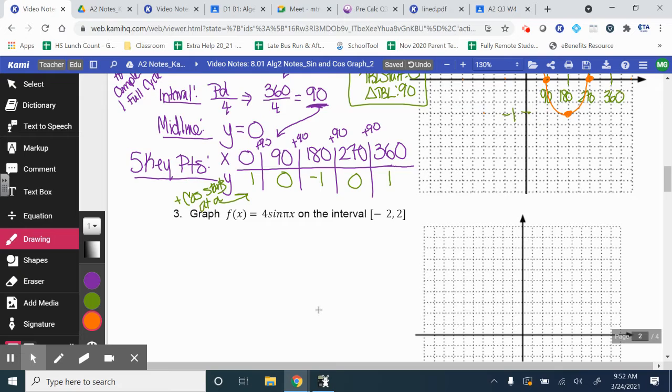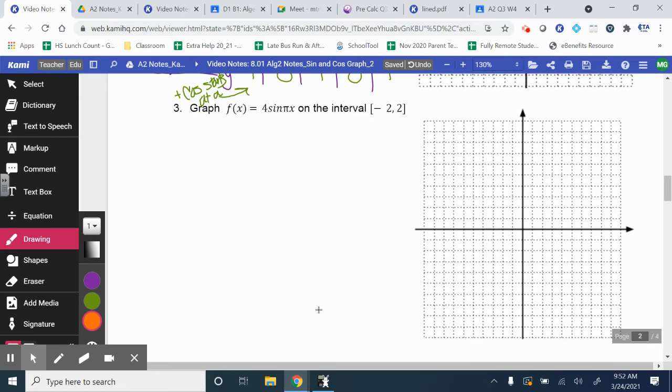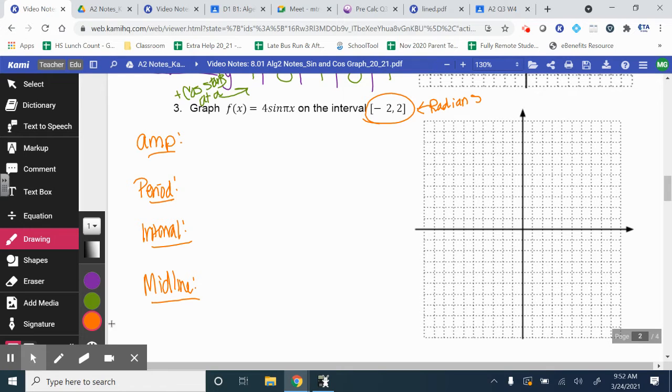All right, let's try another one. Number 3, graph f of x equals 4 sine pi x on the interval from -2 to 2. So now we're back to radian mode. No degrees. I think the rest of these are going to be in radian mode for you as a little hint. All right, so first, find your amplitude, find your period, your interval, and your midline. So find those and then check back in with the video.